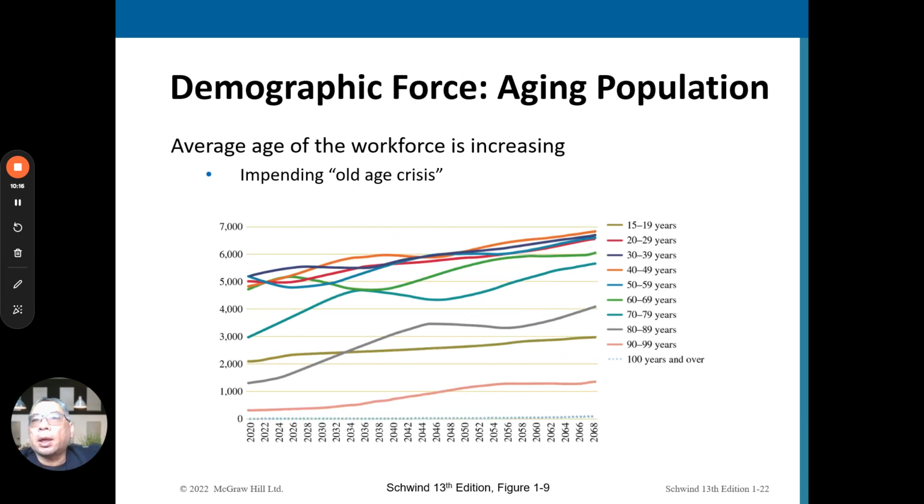And then look at the demographic force of the aging population. Average age of the workforce, we have an impending old age crisis. For example, here in Canada itself. Japan also has the same problem. It's an aging population. Canada also has an aging population. That's why we invite a lot of immigrants to Canada in order to support our population's growth.